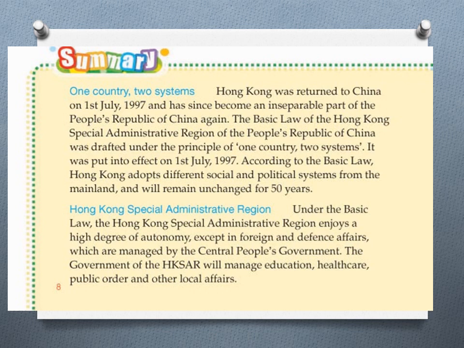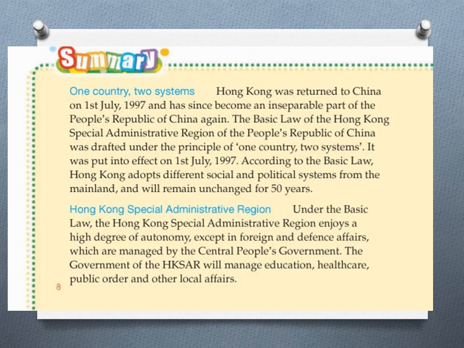So what did we learn in this unit? Let's just revise. The unit is one country, two systems. What is the one country here? China. Two systems? The special administrative system that we have in Hong Kong. That's why Hong Kong is called Hong Kong Special Administrative Region. And the system they have in China for the Chinese people. That is one system.